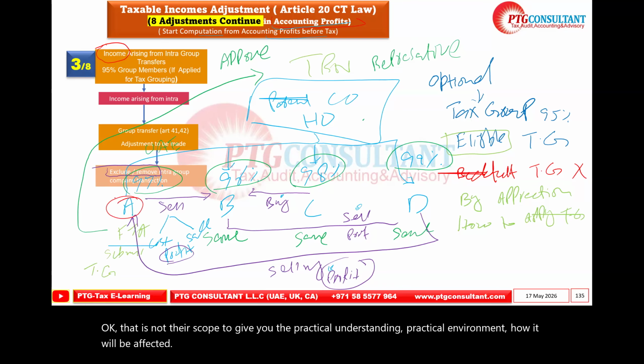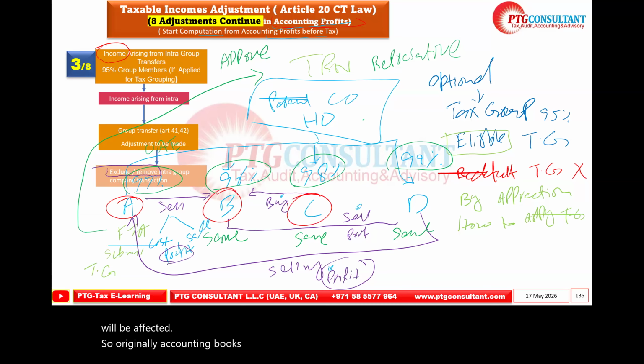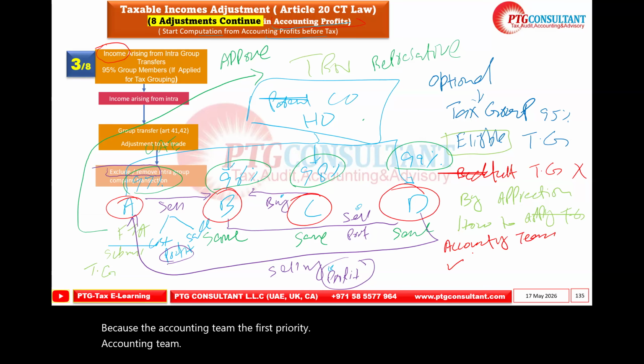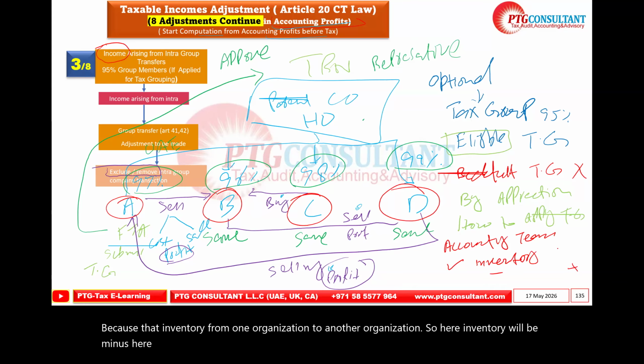So originally, the accounting books will remain the same. Why? Because the accounting team's first priority is to record the transaction, what actually happened. Because they have to adjust the inventory. When inventory moves from one organization to another, here the inventory will be minus, and in the second organization it will be plus. The accounting team has to do this transaction in the accounting system.